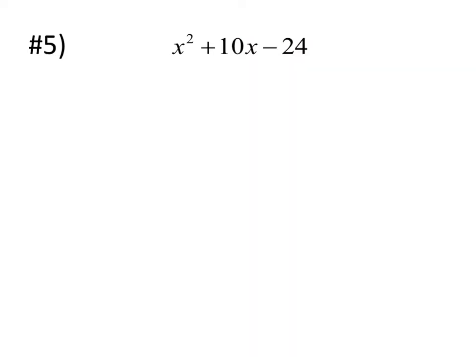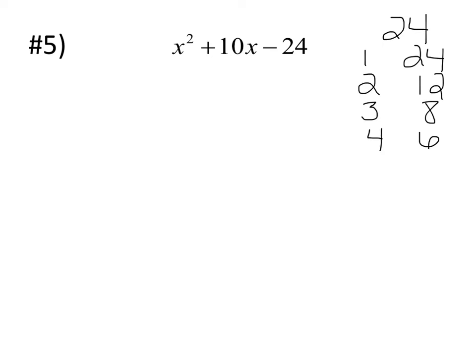Okay, let's do the process again. Do the three terms have anything in common? They do not. So we're going to multiply the coefficient of your first term with your last one. Ignore signs. So 1 times 24 is 24. So we have, list them out, 1 and 24, 2 and 12, 3 and 8, 4 and 6, and that's all of them. So which set is going to give me 10?